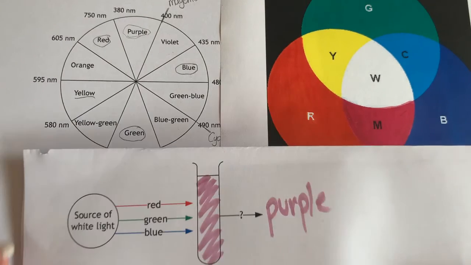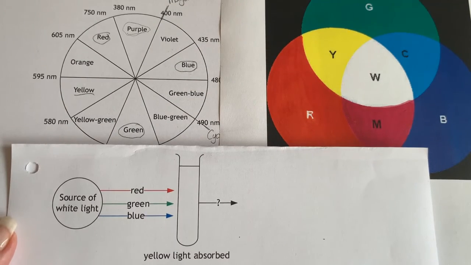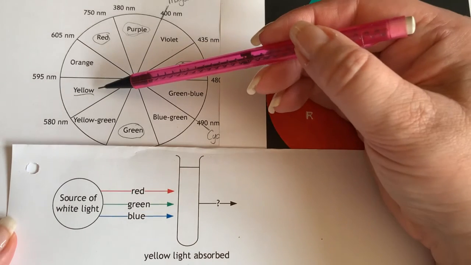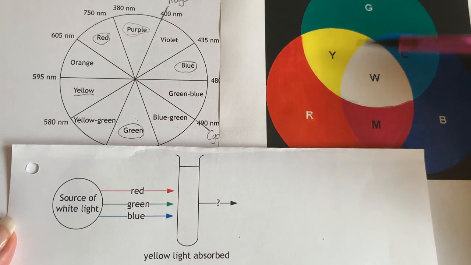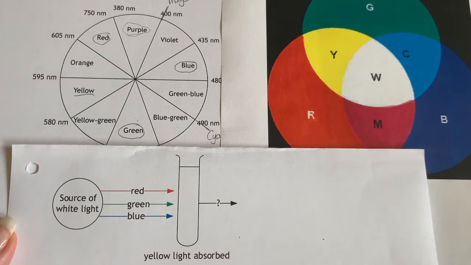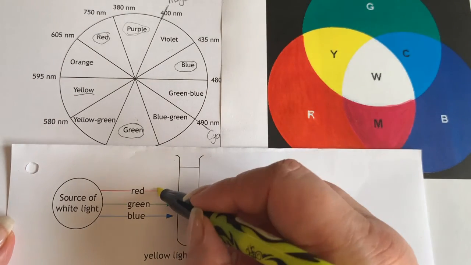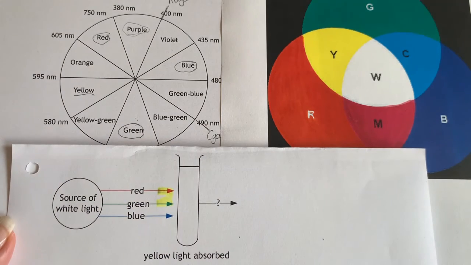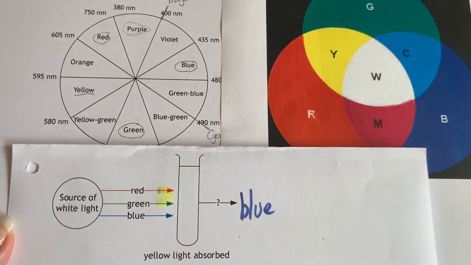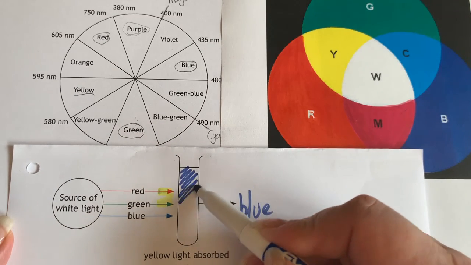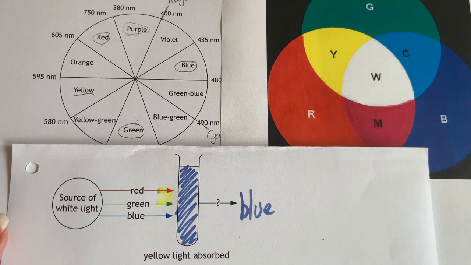In our last example, it's saying that yellow light has been absorbed. Now yellow light is made from red and green, regardless of which of these two diagrams you look at. So that's yellow light made from these two has been absorbed. So the only colour not absorbed and therefore transmitted would be blue, and therefore that's the colour of solution that you would see.